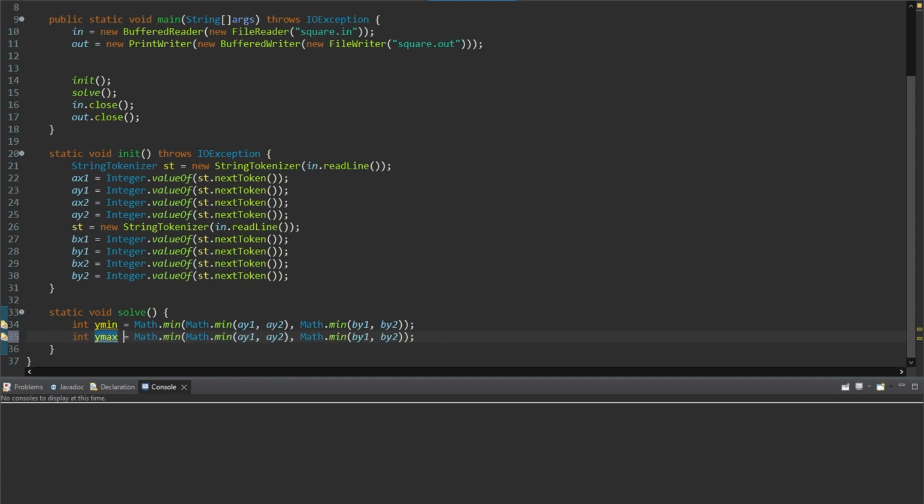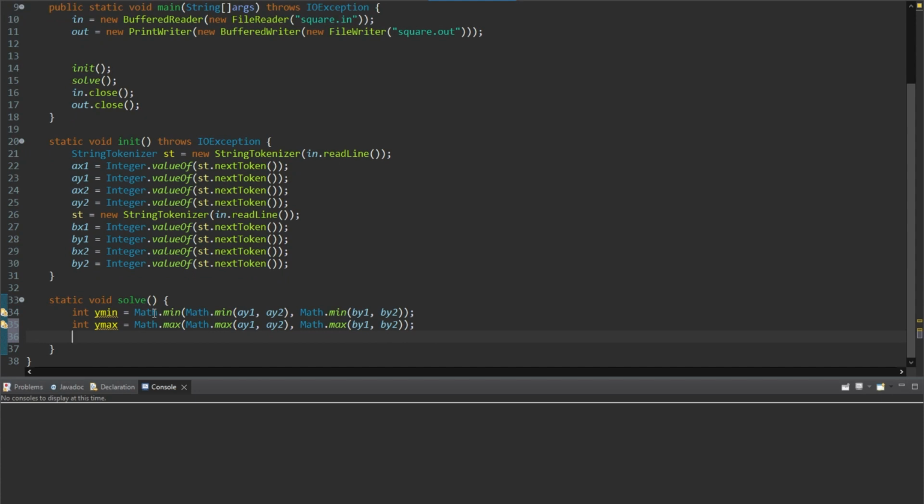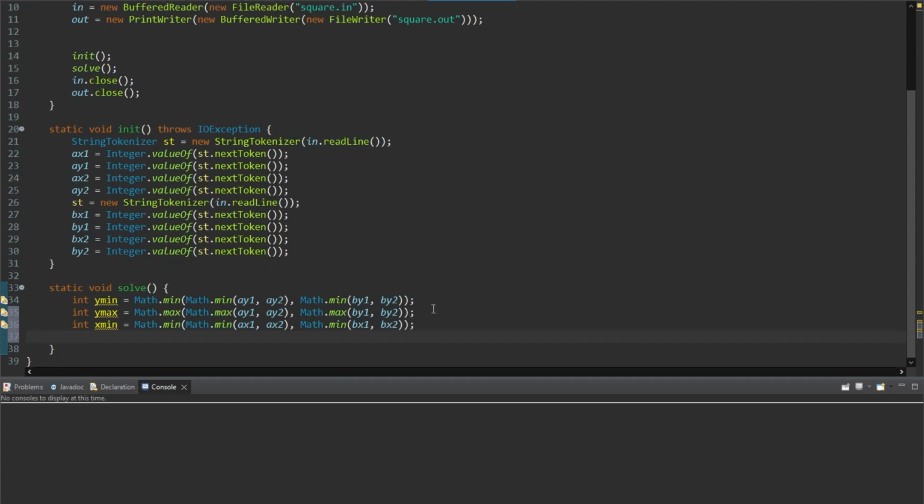And then yMax is going to be the opposite. So it's just going to be the maximum. So we're going to change all the mins here to max, right? As you can see, there's a lot of repetition in this. And then we need to find our xMin coordinate. So we're just going to change everything that's x here into y. So this is x, x, here, here, and here. So now we found our minimum x coordinate. And then we need to find our maximum x coordinate. So we're just going to change everything to x here as well.